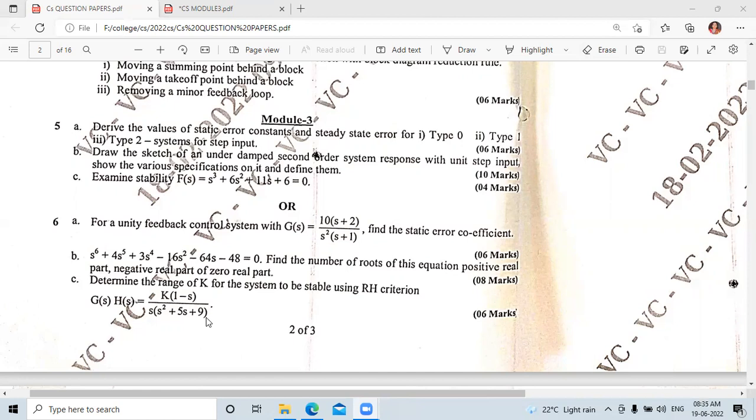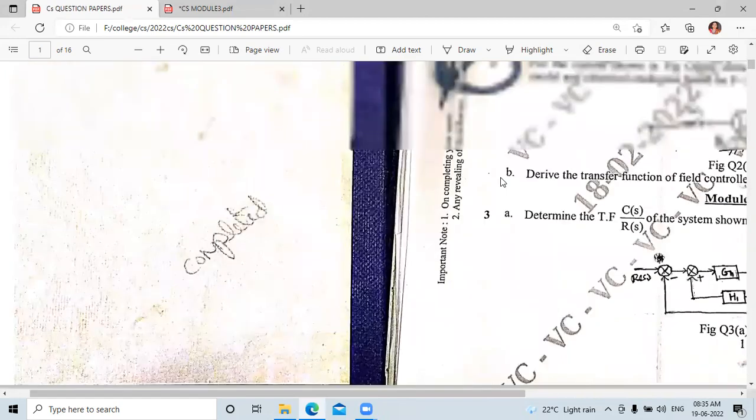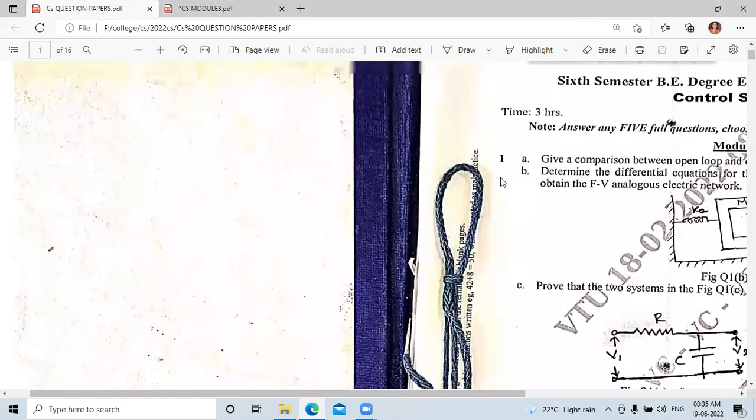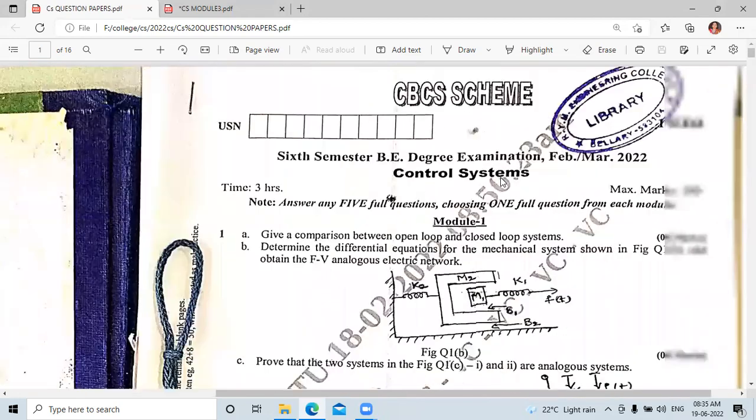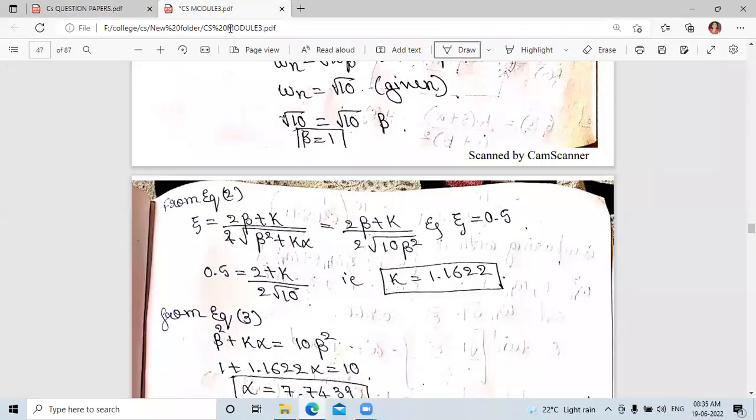In this session, we shall discuss the two questions asked in the question paper of February-March 2022, the 2017 scheme question paper. This is for electrical only. Now we shall go with the questions.